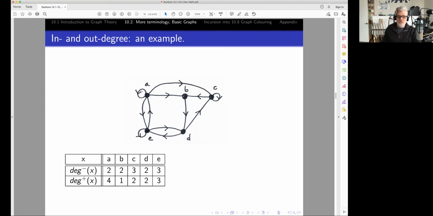If you were to forget about the orientation, just erase these little arrows and look at this as an undirected graph, and you wanted the degrees, you could just add these numbers together and you'd get the degree. So loops would count twice. Does that make sense? Yeah, that's very simple. Good, excellent.